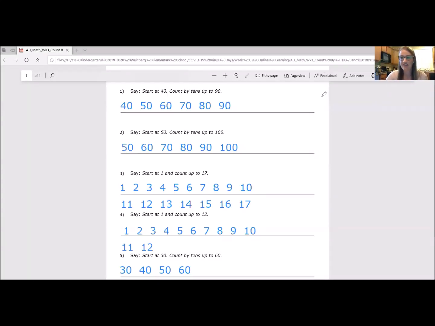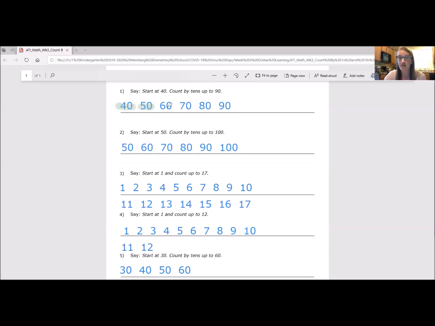Hi, kindergartners. All right, the last thing that you need to do today is an ATI math activity, and I'm going to do it right here with you. All you need to do is just count along with me, okay? So number 1 asks us to start at 40 and then count by 10s up to 90. So let's do that together, okay?